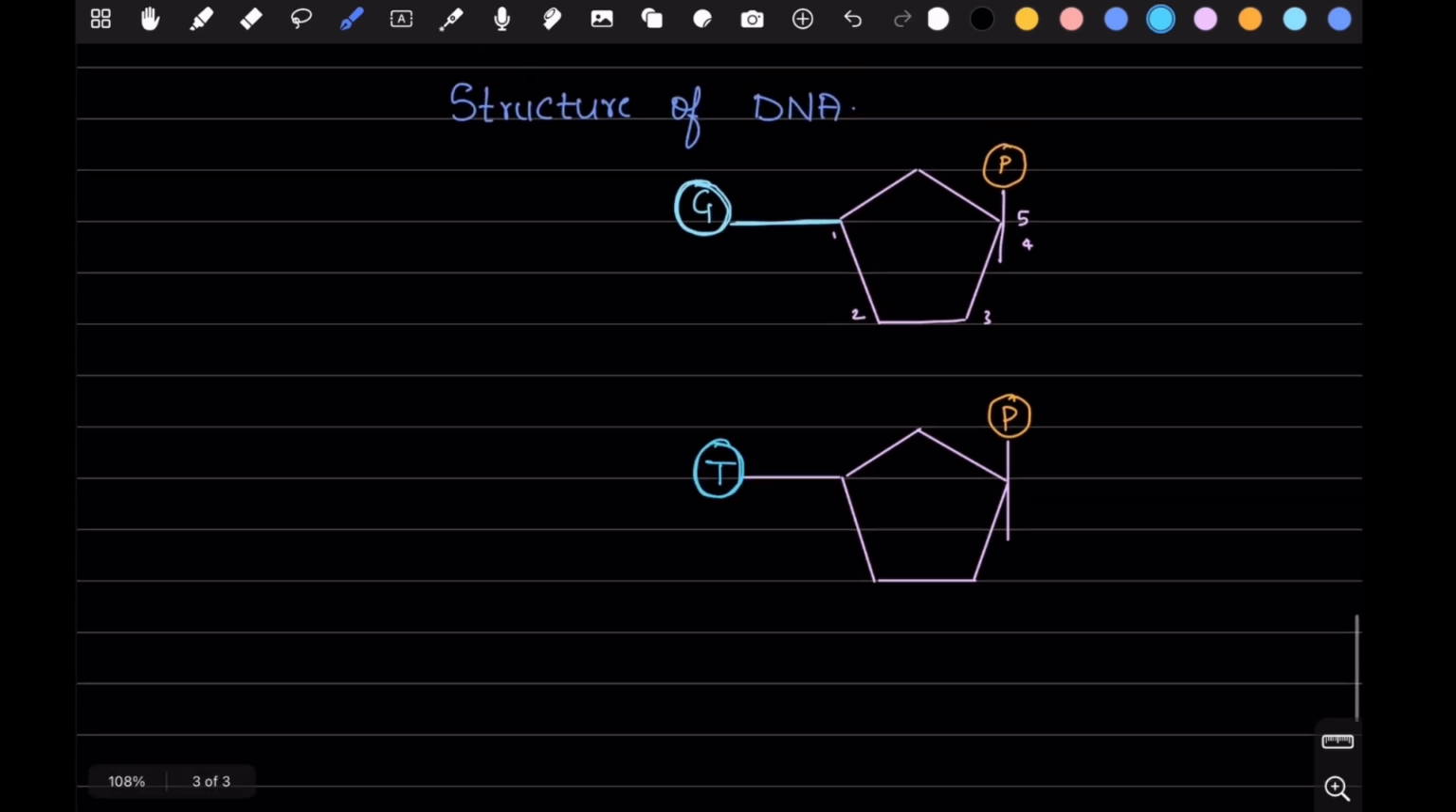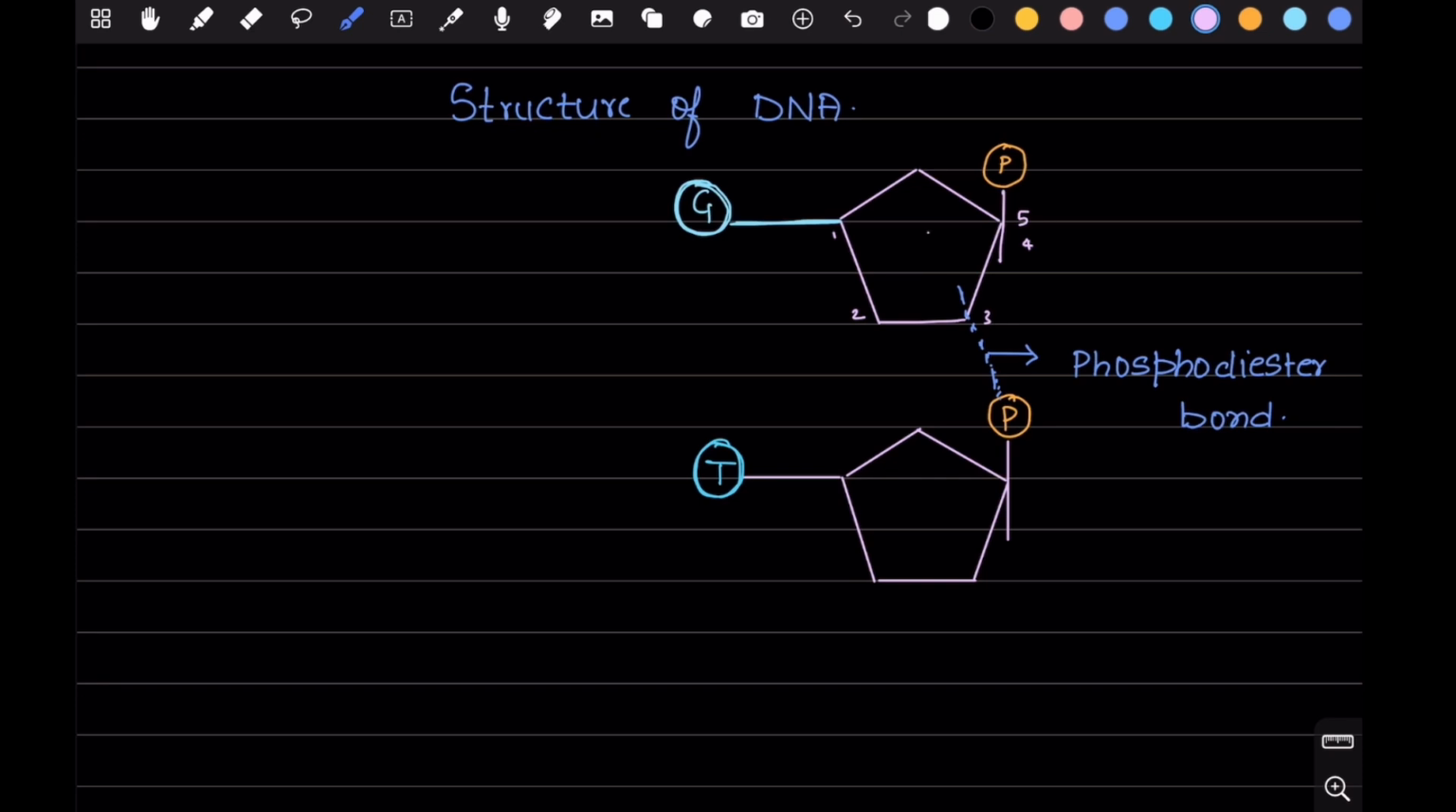Now, how are these 2 nucleotides bound? There should be a connection between them. A bond should be between them. That is the bond that is formed between the 3rd place of the previous nucleotide and the phosphate group. This bond between one nucleotide and another nucleotide is called the phosphodiester bond.